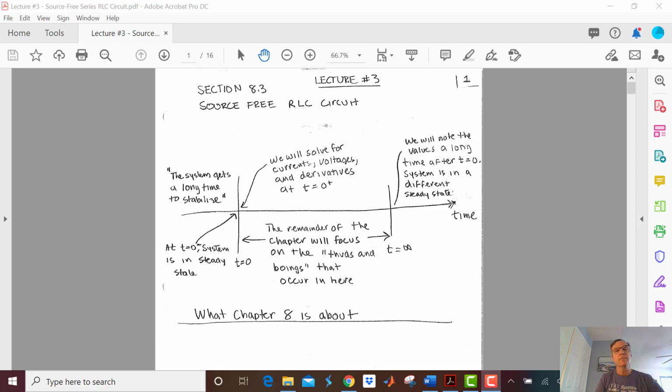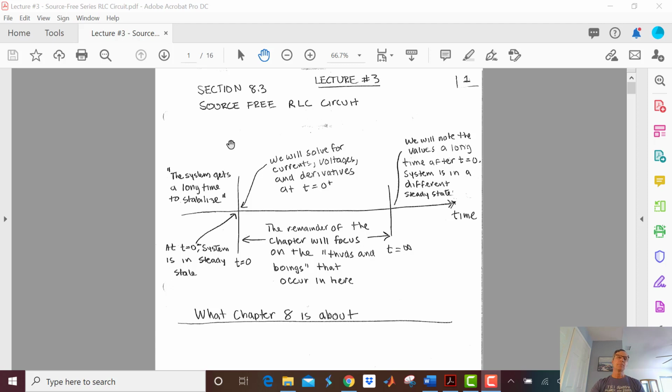Before we get started, I'd like to show you a little graphic I made of what Chapter 8 is about. Or in other words, what are the problems that we're doing in Chapter 8? Because they're all very similar. I wanted to make sure that before we jump into this lecture, you have a bigger picture feel of what we're doing. So here's a little timeline, and time is, of course, starting over here and going this way.